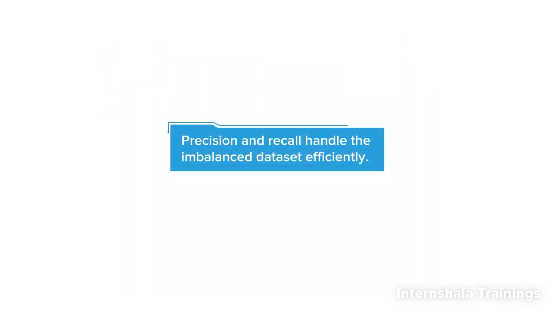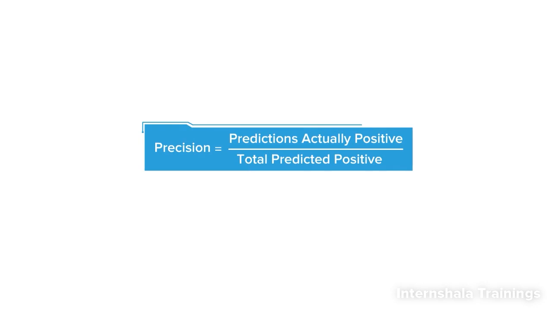Now, whenever we encounter the problem of an imbalanced dataset, we often take the help of precision and recall. This duo handles the imbalanced dataset like a breeze, depending on our requirement. Now let's look at the formula of precision first, and we will understand it in a moment.